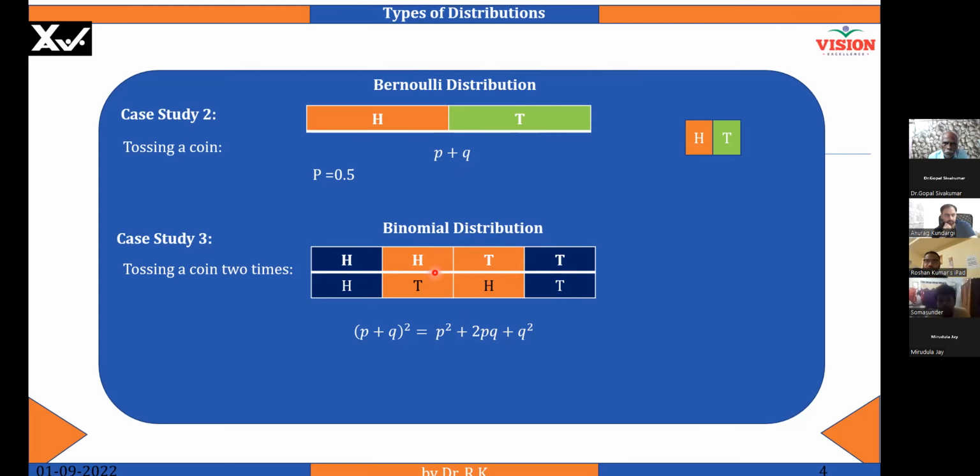Understood? Yes, sir. So this is nothing but Bernoulli distribution, which is nothing but binomial distribution, because this satisfies (p plus q) to the power of 1. This satisfies (p plus q) to the power of 2. See here.